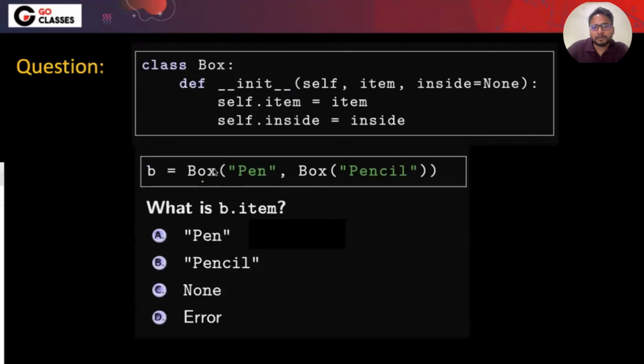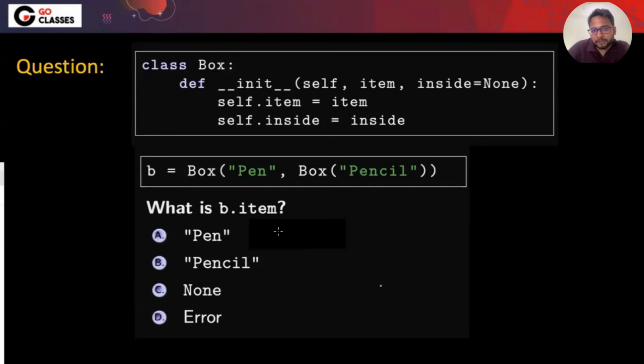So what they are saying, this seems to be a little interesting question. Here you have item, and then you have inside. These are the two variables. Inside is by default None, which is fine. Now item and inside you are anyway initializing. So the moment you create one object which is box, what is B dot item? Is it pen or pencil? It is pen only. See what is happening.